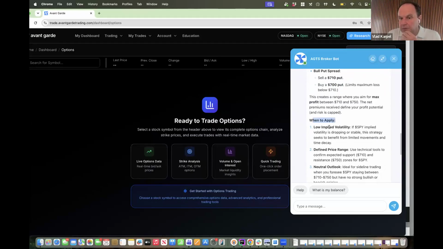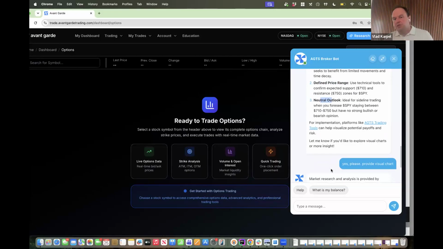When to apply: low implied volatility, defined price range, neutral outlook. So you can always solidify and run it against the AGT broker. You probably shouldn't use the word Winston, but behind the scenes, for the option-specific data, it's using Winston, and you'll see it in the answers. So that's the Winston bot that can help train you. You can ask questions, see what the bot says, and get help with strike price selections, open interest questions, and risk-reward. Very useful tool.